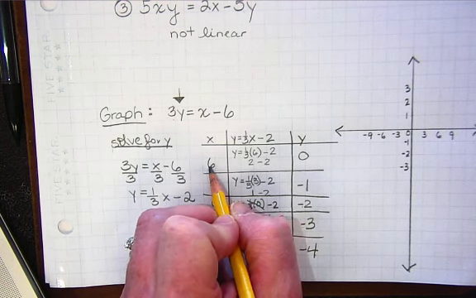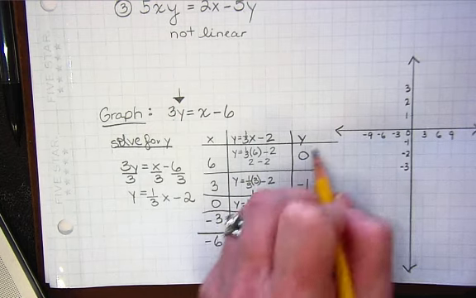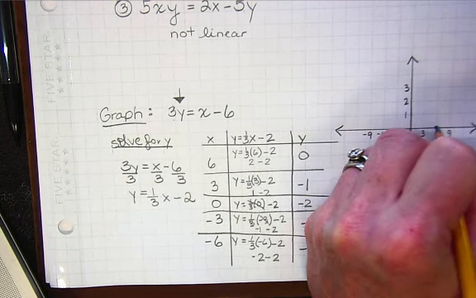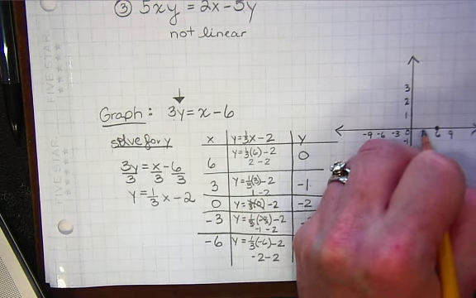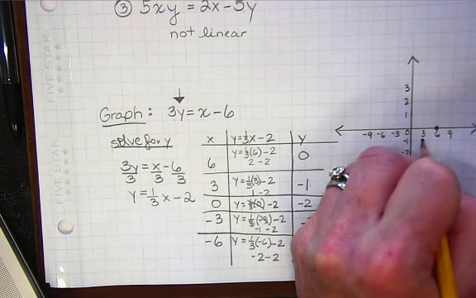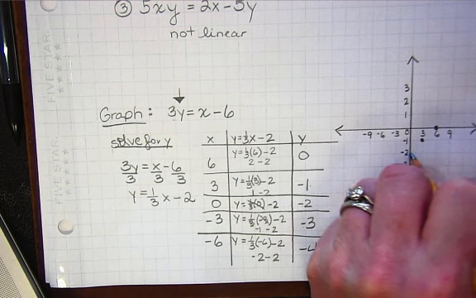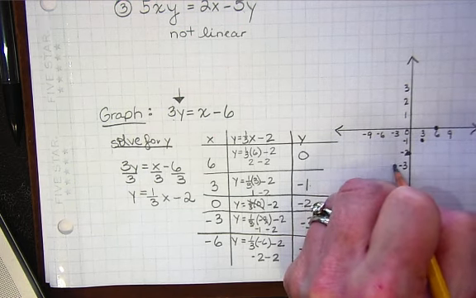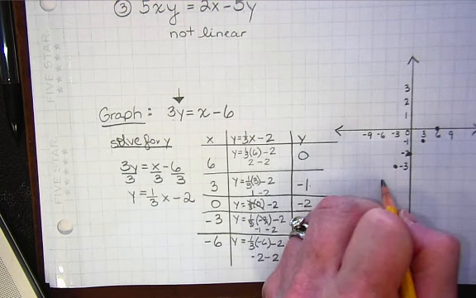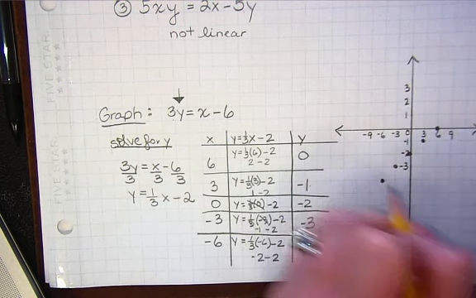So 6, 0 is my first point. I'm going to plot 6, 0. It stays right there. 3, -1. So at 0, I go down to -2. At -3, I go down to -3, and at -6, I go down to -4.